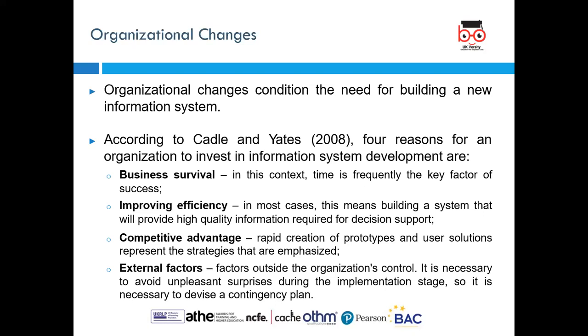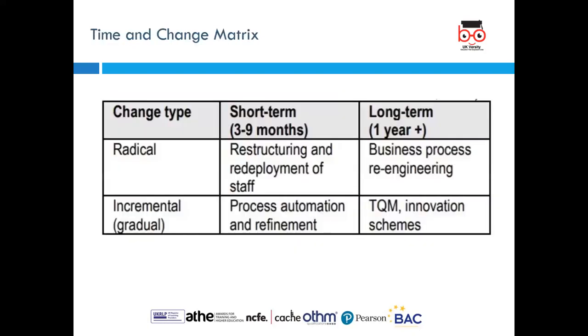Another reason is improving efficiency, which means building new systems that can provide high quality information, which is required by all our stakeholders. Then another reason is competitive advantage, where rapid creation of prototypes and user solutions will represent strategies which are not emphasized. And lastly, we have external factors, which can be any sort of external change that can impact our business and will require the whole organization to take action and make some new adjustments.